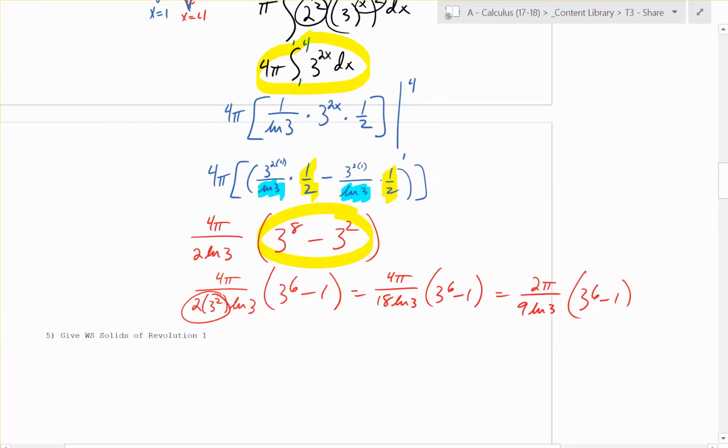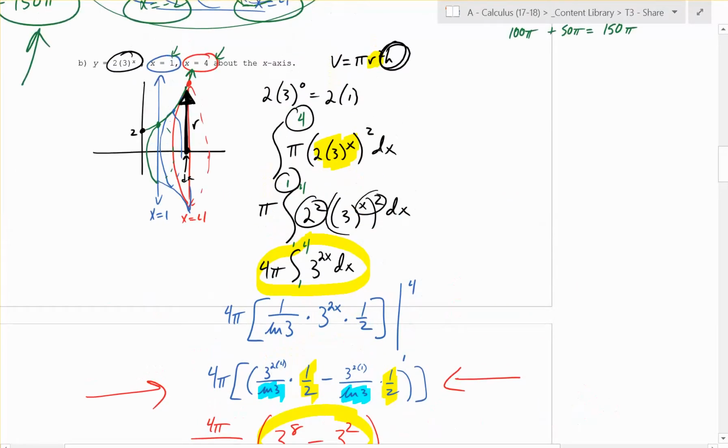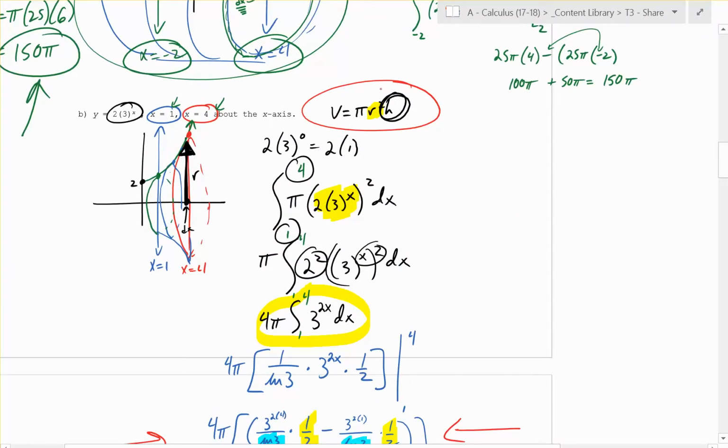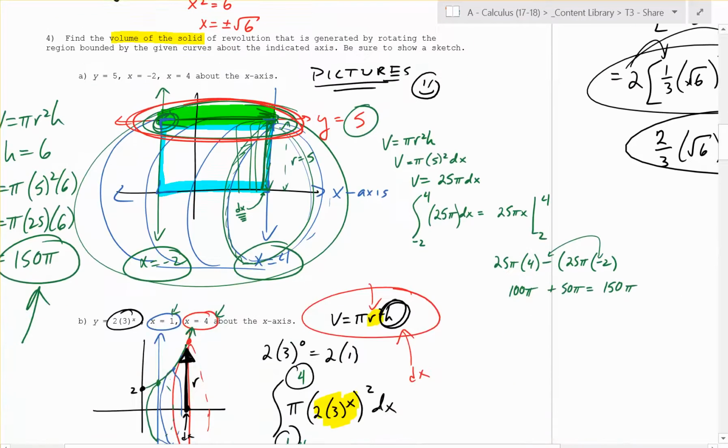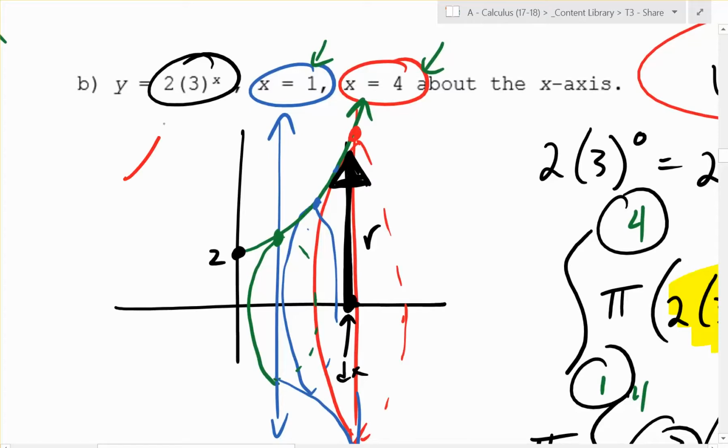Once we got to here, though, we were done with calculus and we were just doing algebra. The key thing to realize is we're just integrating this over and over again. Volume is equal to pi r squared times h, and h is going to be dx. The radius could be a function that's a constant, like here. The function was just this top part, but the function for the radius in this one was 2 times 3 to the x. Just be careful with your algebra.